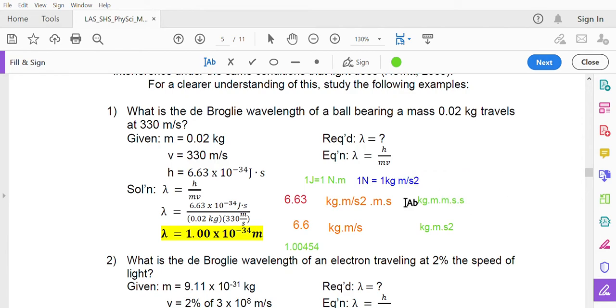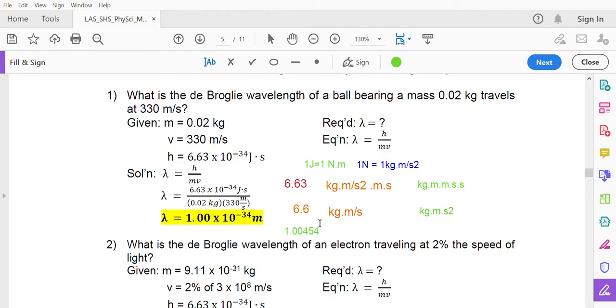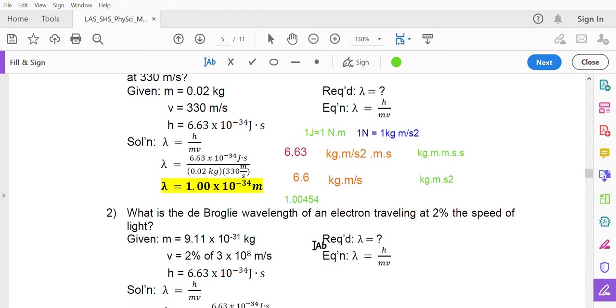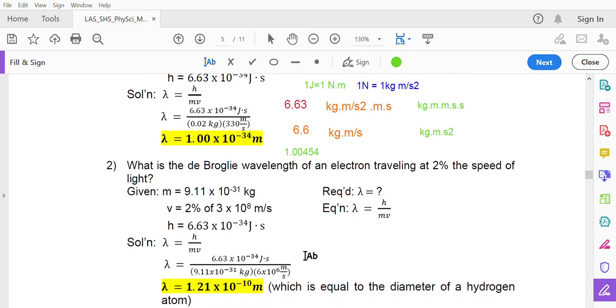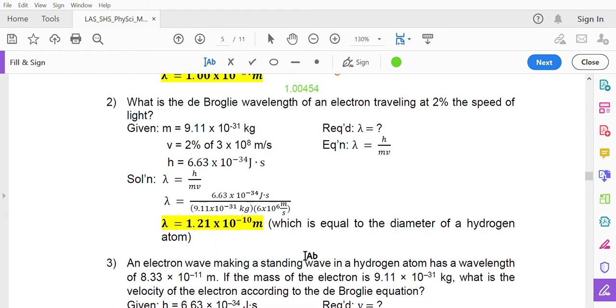So if you find this hard, as long as you know why or how the final unit is meter, it's okay that you need not show this. After joule second divided by kilogram meter per second, just write the final answer as m. It is acceptable. I will accept that without showing this cancellation of units. Now, number 2 will have the same procedure, the steps are the same, but number 3 is different.